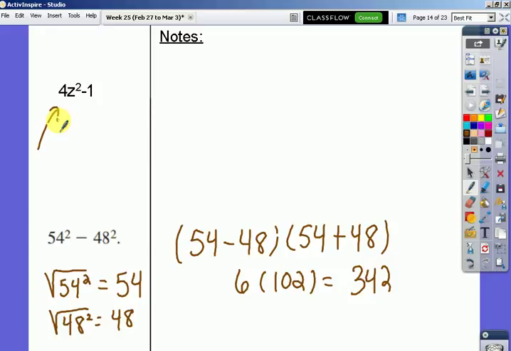Yes? 54 minus 48 is 6. 54 plus 48 is 102. Multiply them together, you get 342. Yeah? Any other questions? Okay.